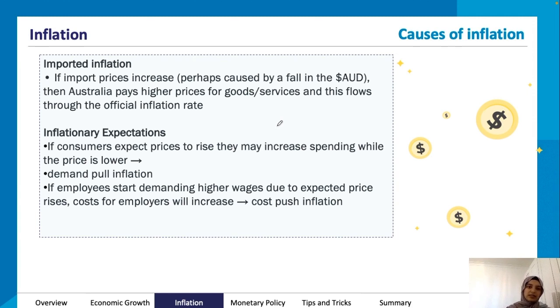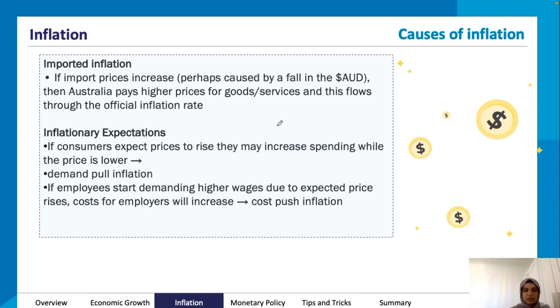Then Australia pays more. Let's say I'm buying a shirt from, I don't know, Italy or something, and the price has gone up because the Australian dollar has fallen, then I will have to pay more because the euro is worth more. That's still inflation because I, as an Australian consumer, am still paying more for that good because there's been a general increase in the price of goods and services, or in this case, a good, which then passes on to the official inflation rate figure. So yeah, hopefully that's making sense with imported inflation.